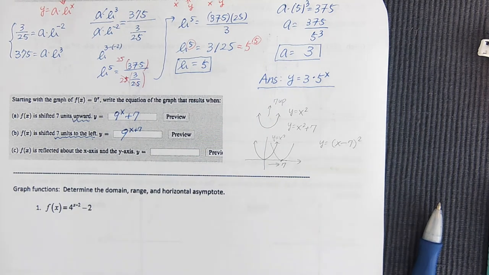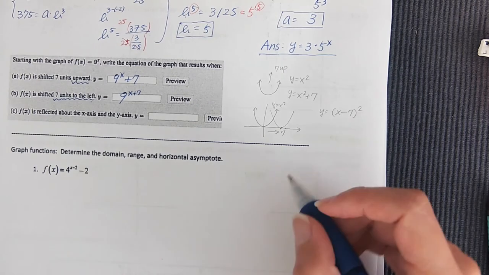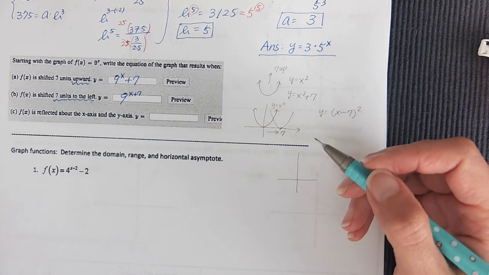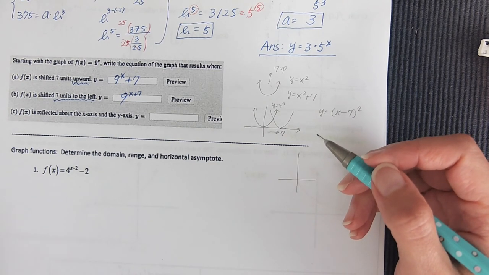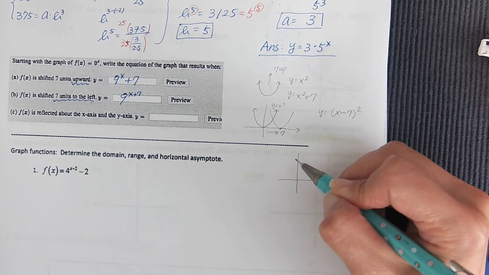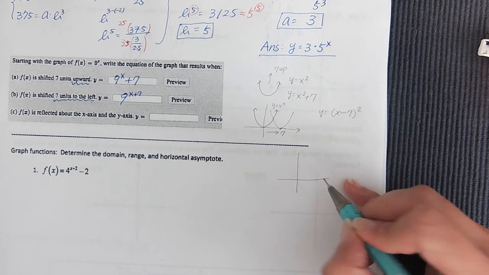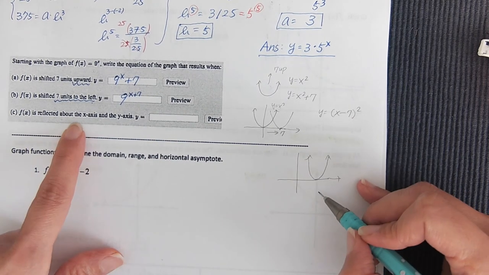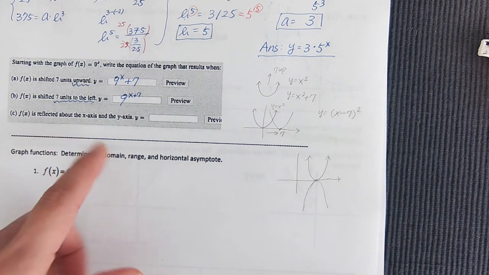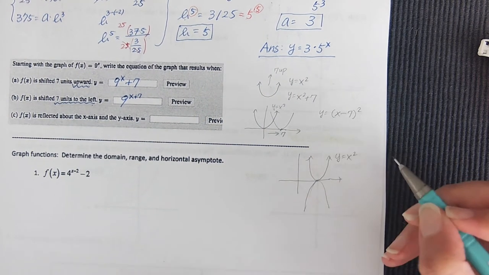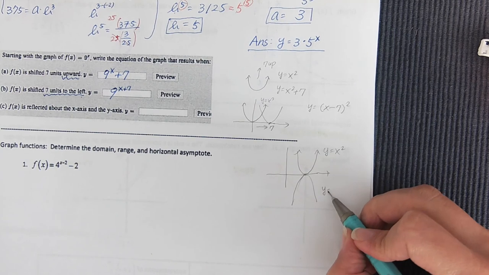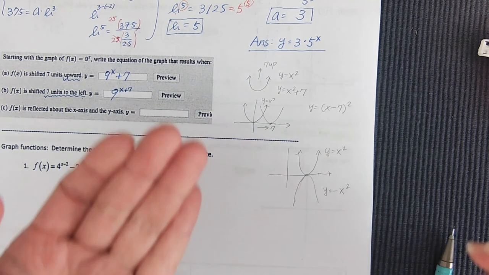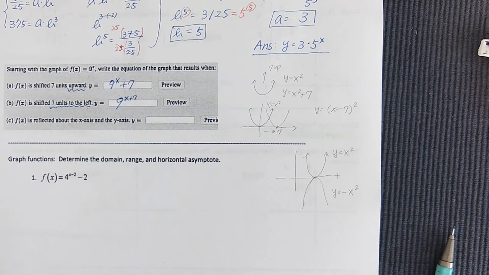Okay, just the last thing. Do you remember this one? It's reflection. If we reflect about the x axis and the y axis, let's think about that one. If we have this, let's reflect about the x axis. What's happening? This is y equals x squared. If we flip over, what's happening? You flip, right? It becomes negative x squared, because you have to flip down. Yeah, that's why it's negative.